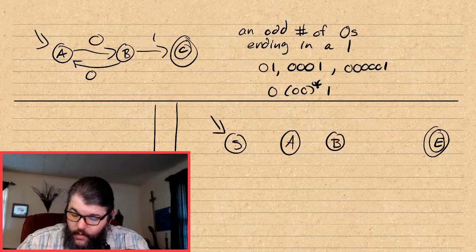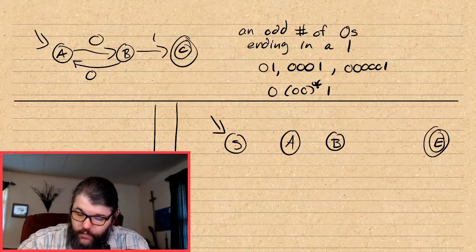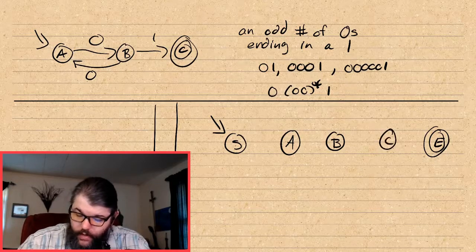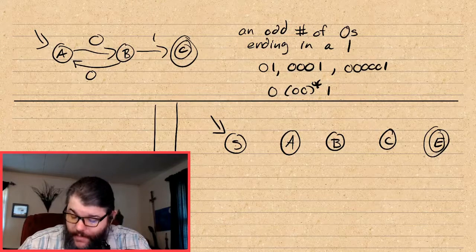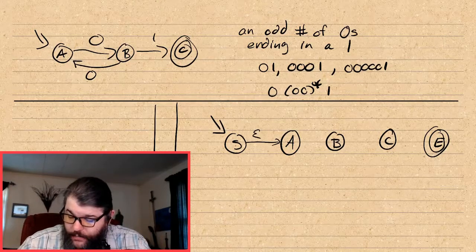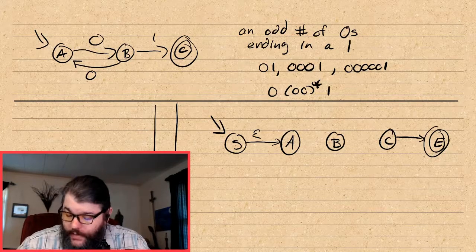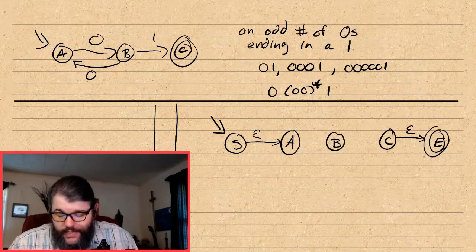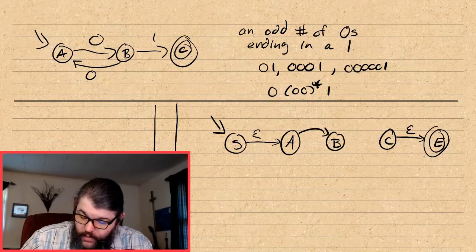Now, the new start state should have an empty string transition from it to the old start state, and the new accept state should have empty transitions to it from all of the old accept states. In this case, there was only one old accept state, so it's going to have an empty string transition to it. Everything else has all of the same transitions that it used to have.